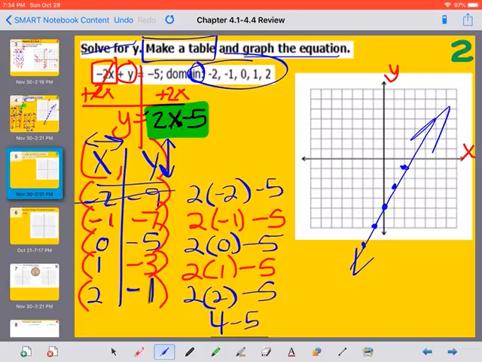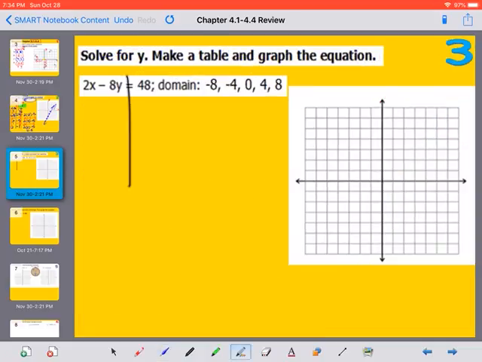Next, same thing, but we need to solve for y, a little bit more challenging this time. Here's our y, we need to get that by itself. So first move your x's, I'm going to subtract 2x. So we have negative 8y equal to negative 2x plus 48.